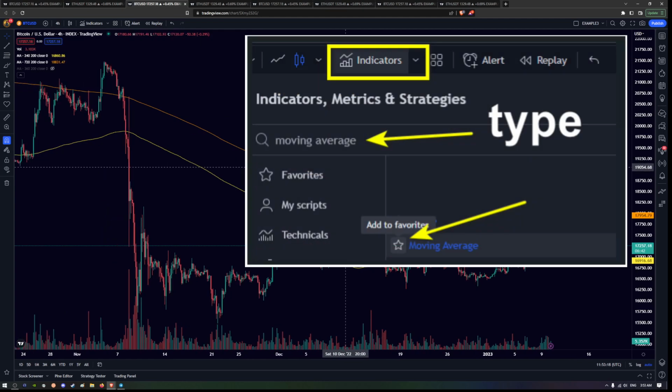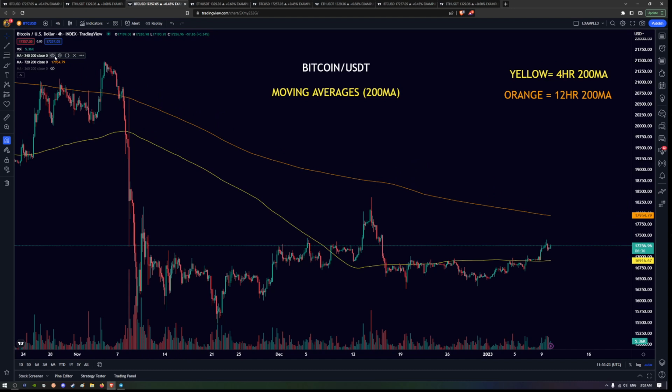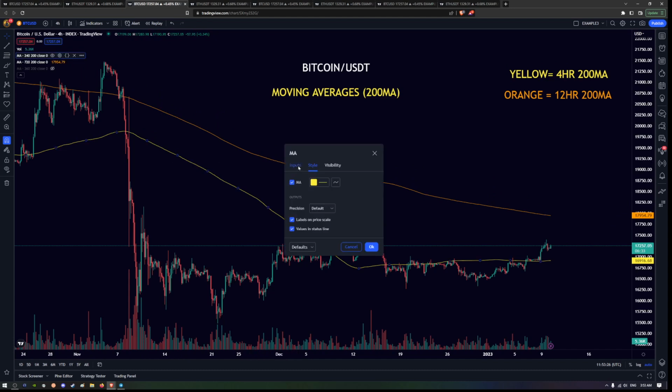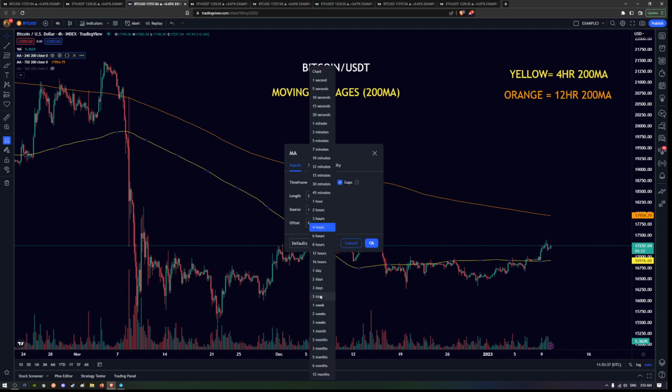Now we're going to use moving averages. So moving averages, I have one set to a 240, which is a 4-hour. Okay, you can actually edit any time frame you want for any moving average you want. So if you want to be on a different time frame and then see the 200 MA on another time frame, you can choose from this list. Alright, so I'll give you all these different time frames to look at.